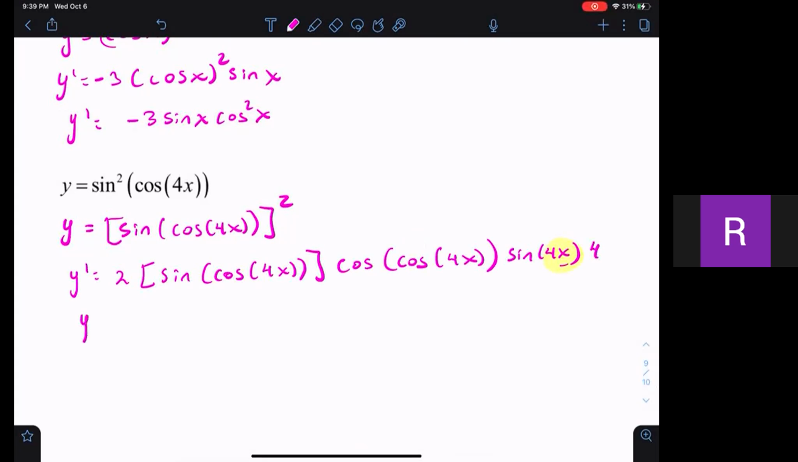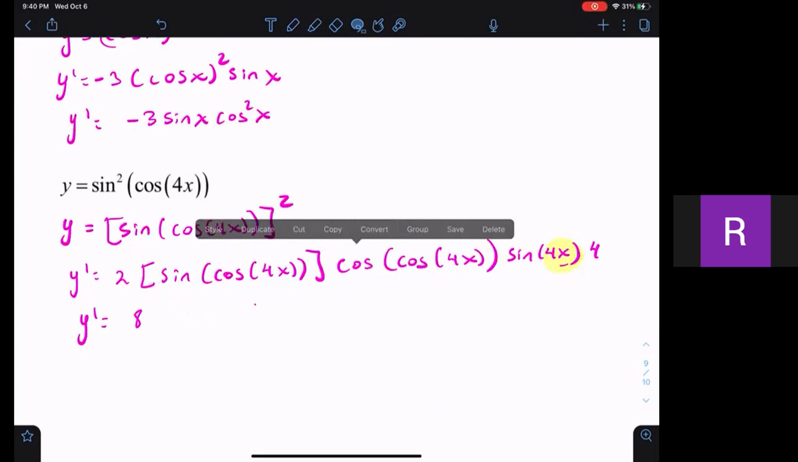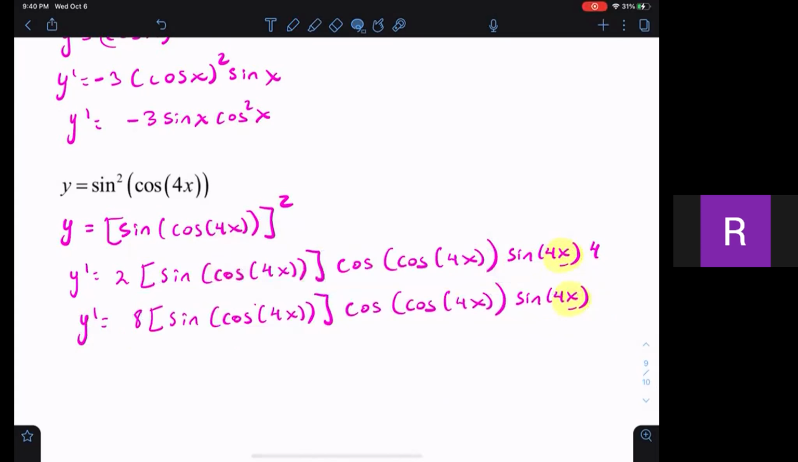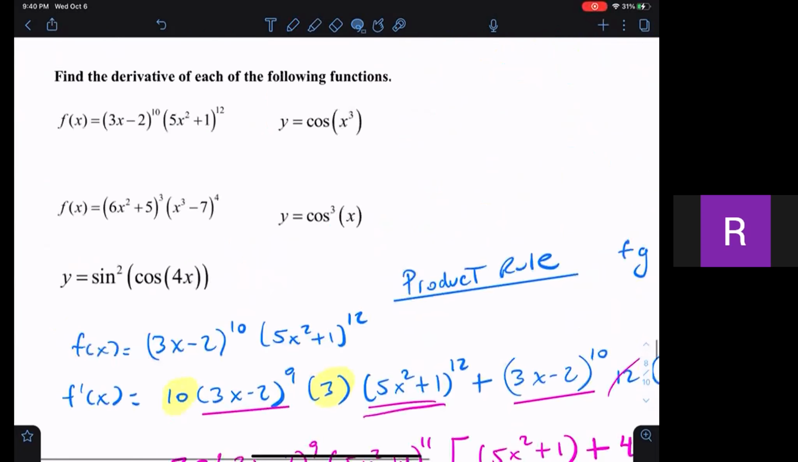So y prime equals 8 sine cosine. Well, I need just to copy everything, right? So let me just copy that. No need to rewrite it. Save the time. Okay, 8, copy, paste. That's the answer. That's a chain rule. Next. Let's see what else is next.